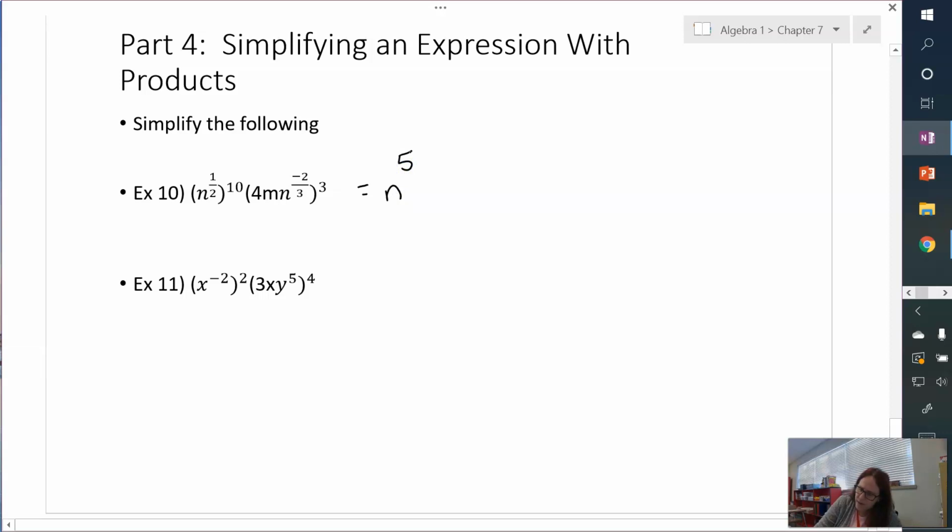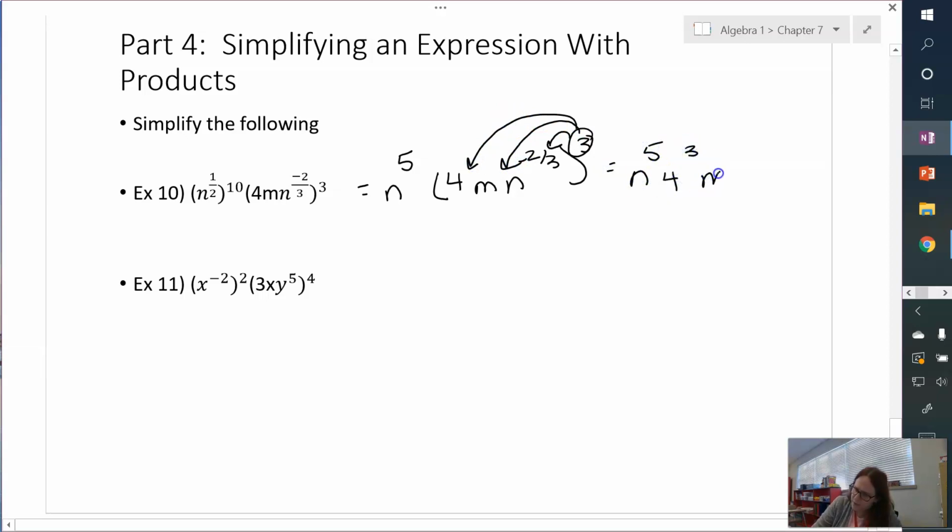And then I have 4m n to the negative 2/3 cubed. I'm going to have to apply this cube to each one of these inside. So I get n to the 5th times 4 cubed times m cubed times n. Now this is where I'm going to multiply the negative 2/3 times 3, so I get n to the negative 2.